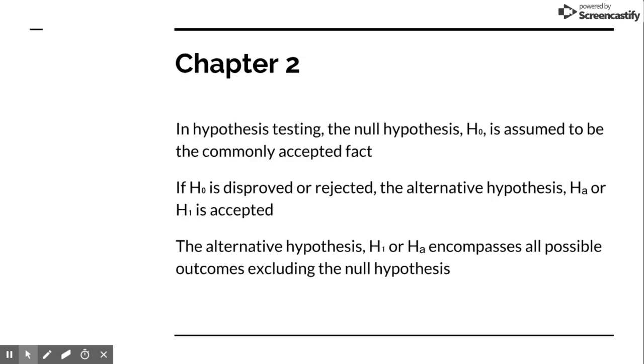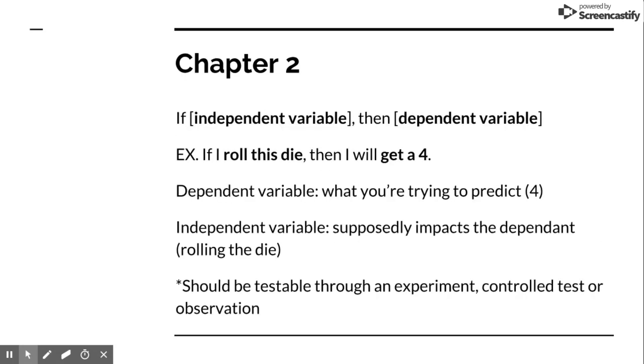And if we go back to H0 and HA, my null hypothesis is that I'm going to get a 4. My H1 and my HA encompasses all possible outcomes excluding the null hypothesis. So it's not 4, but 1, 2, 3, 5, 6. A hypothesis test should be testable through an experiment, a controlled test, or observation.